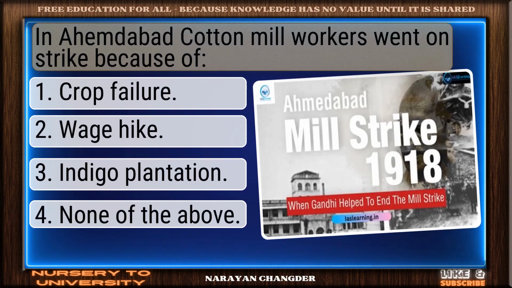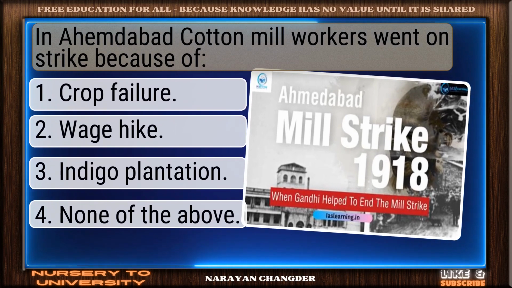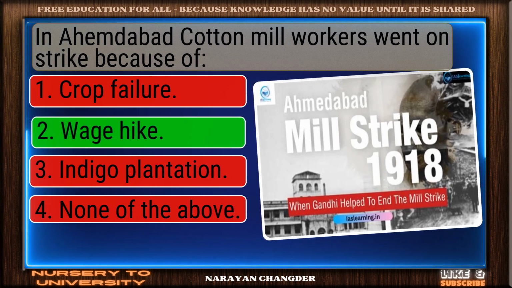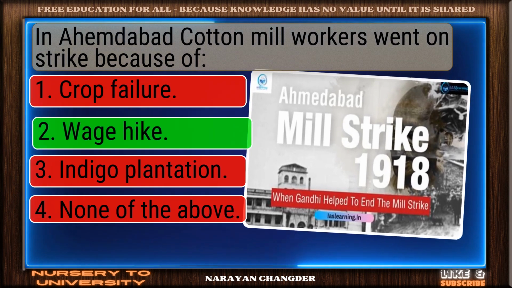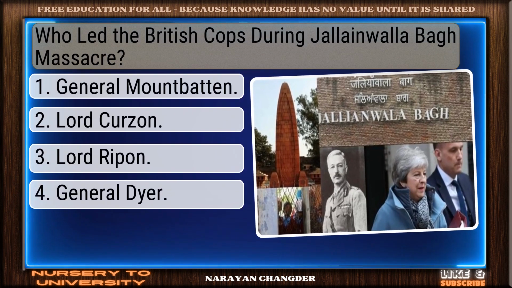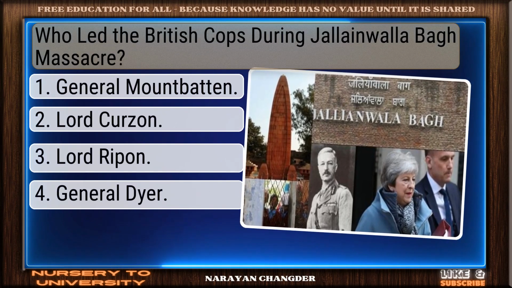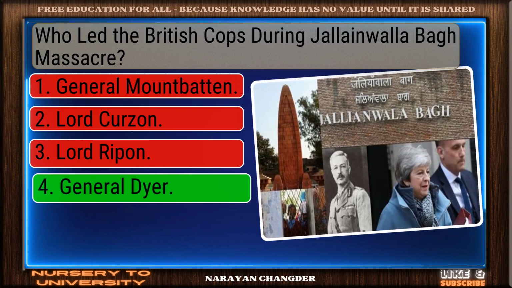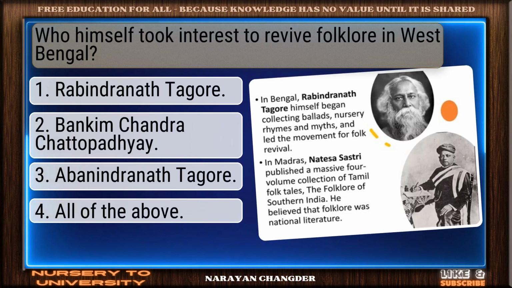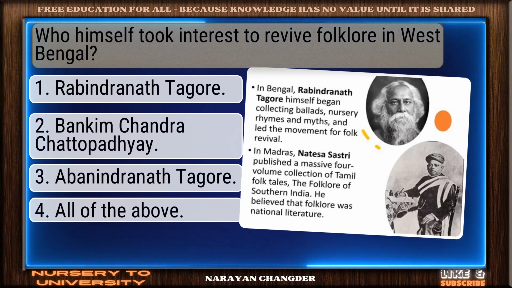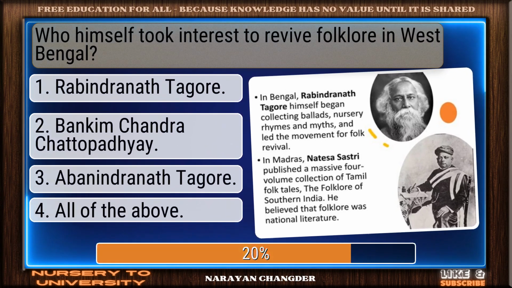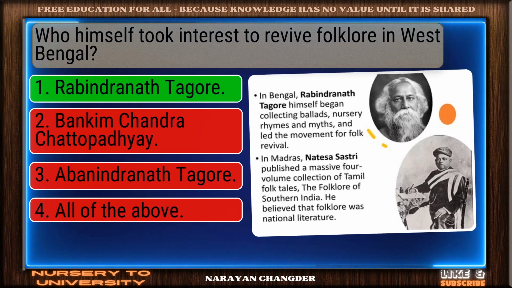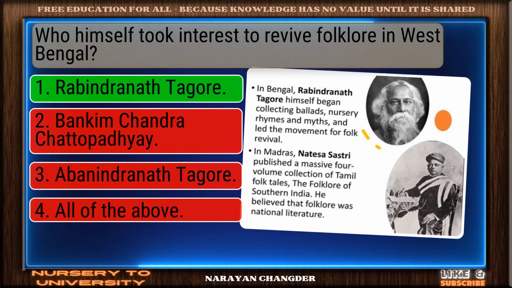In Ahmedabad, cotton mill workers went on strike because of. Great job. Wage hike is accurate. Who led the British cops during Jallianwala Bagh massacre? You got it. General Dyer. Who himself took interest to revive folklore in West Bengal? Bravo. Rabindranath Tagore is the answer.